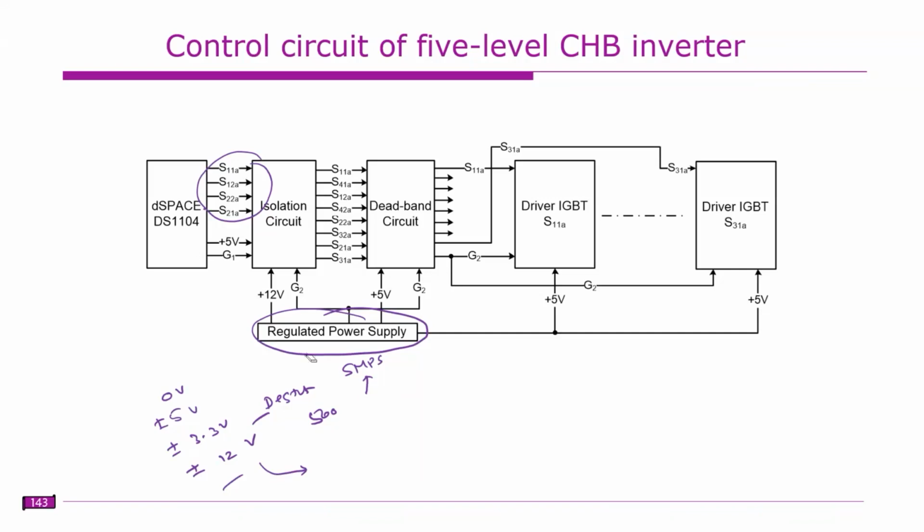So this regulated power supply is usually obtained from the SMPS in your laboratory, right? So that gives you this 12 volt supply. This SMPS has some ground, right? So this is ground G2. Earlier this was the controller ground G1, and this is G2. So now we no longer use this ground. This is only given to the isolation circuit. Next, whatever the ground of this SMPS is, that is used here.